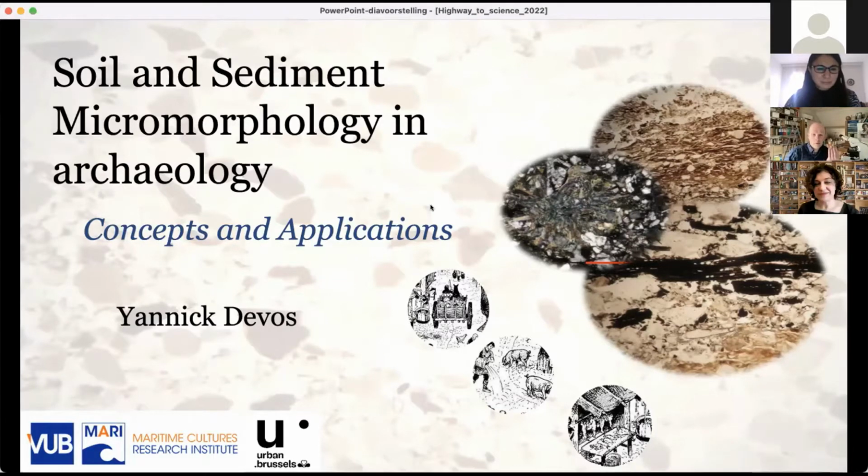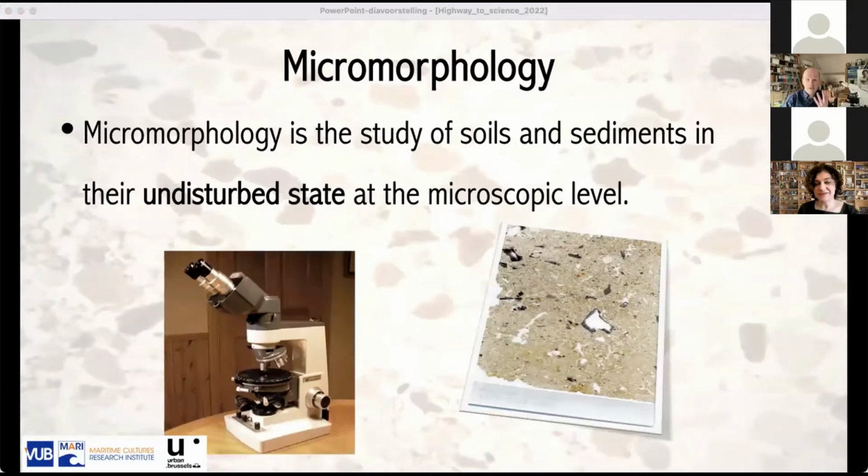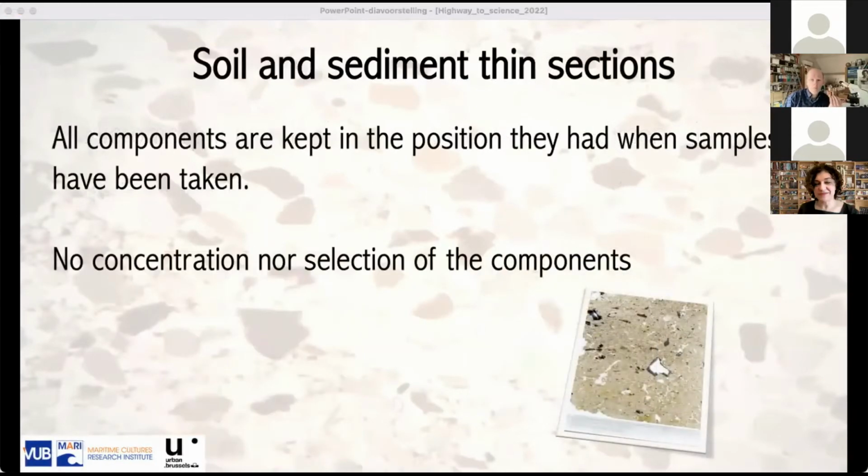And a first question that we can ask ourselves is, what is soil and sediment micromorphology? If you want to put it in a very simple way, micromorphology can be defined as a study of soils and sediments in an undisturbed state and at a microscopic level. And this has basically two important implications.